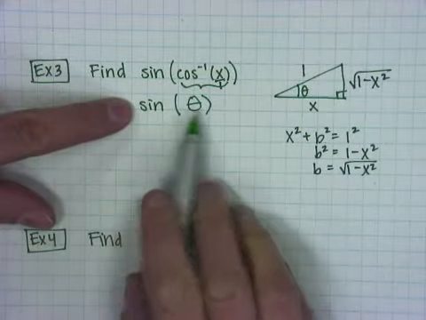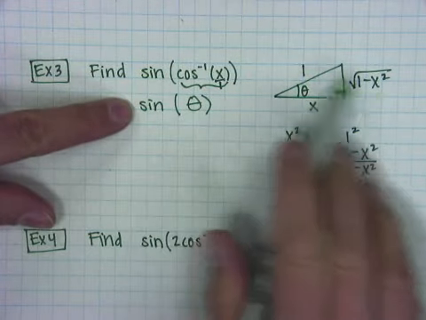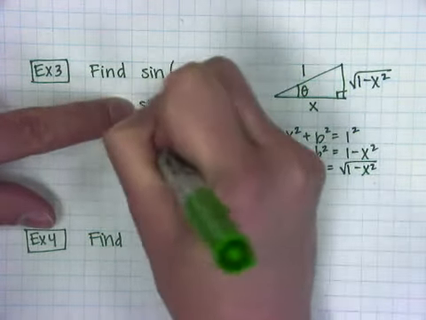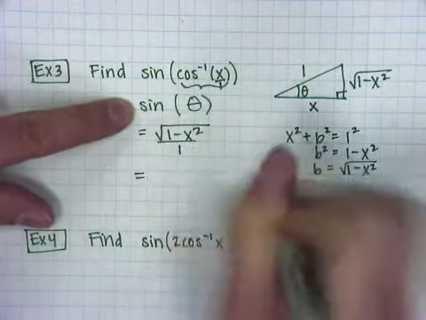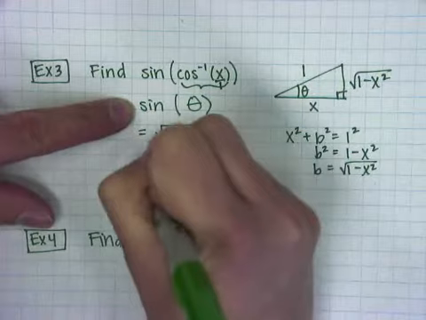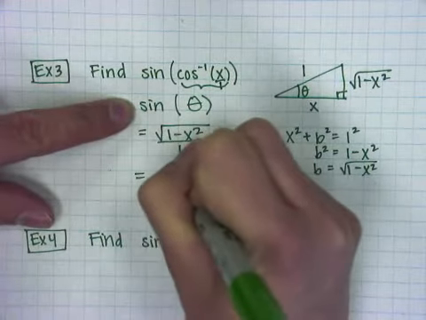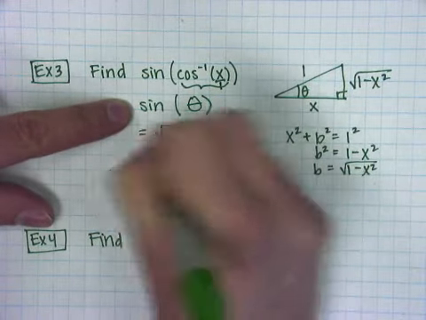And now I want to find the sine of theta, which means I'm going to do opposite over hypotenuse, which is the square root of 1 minus x squared over 1. And we know that anything divided by 1 is itself, so my answer would be the square root of 1 minus x squared.